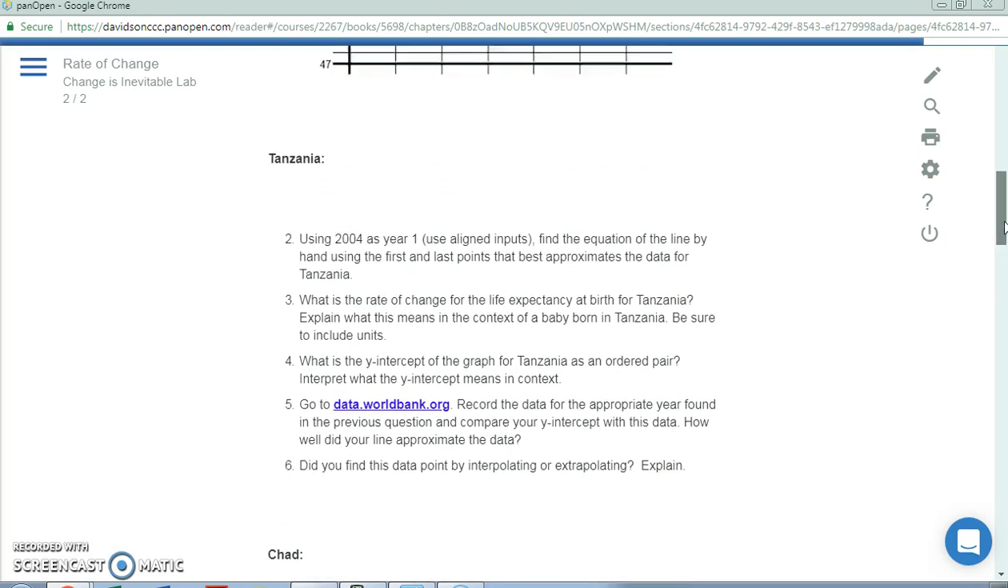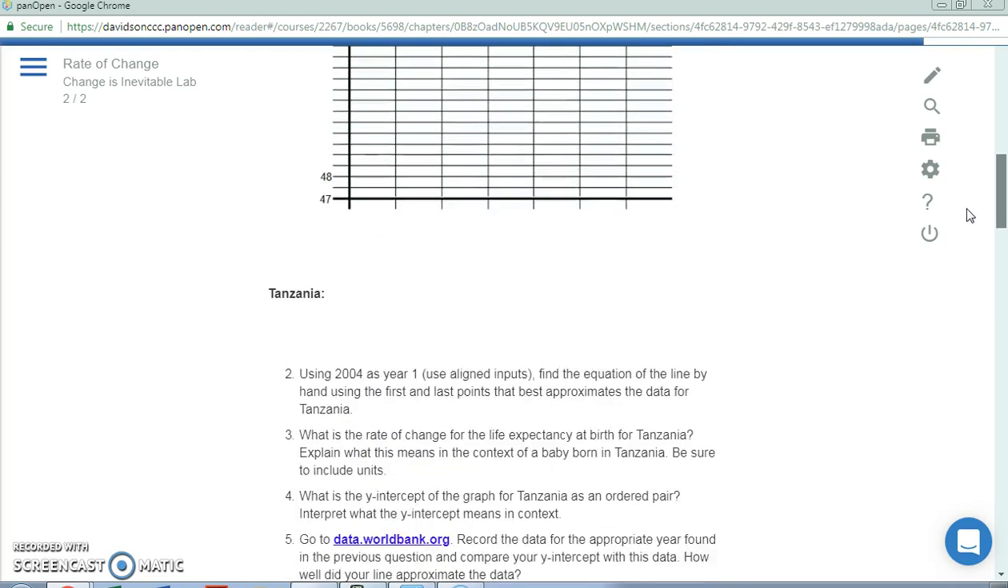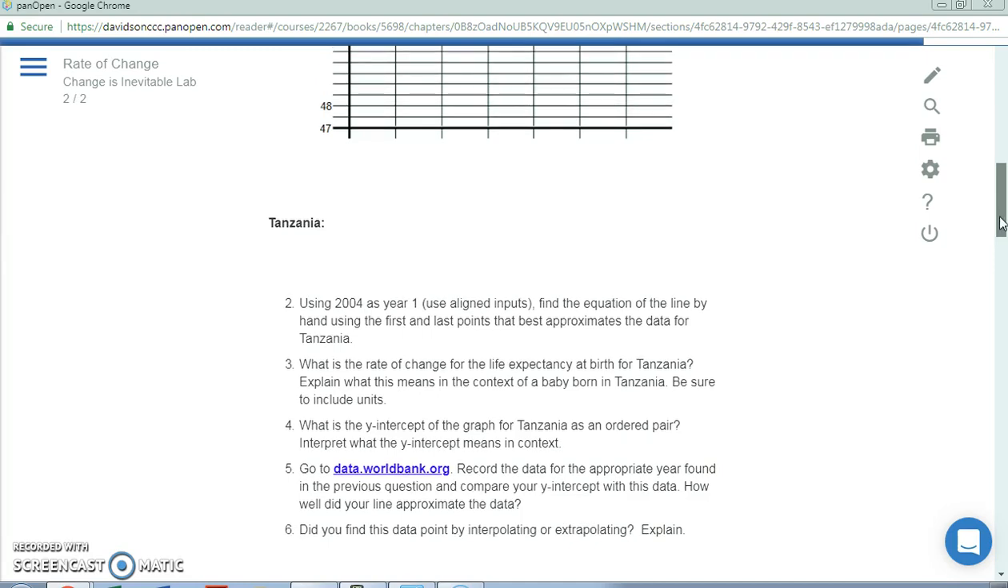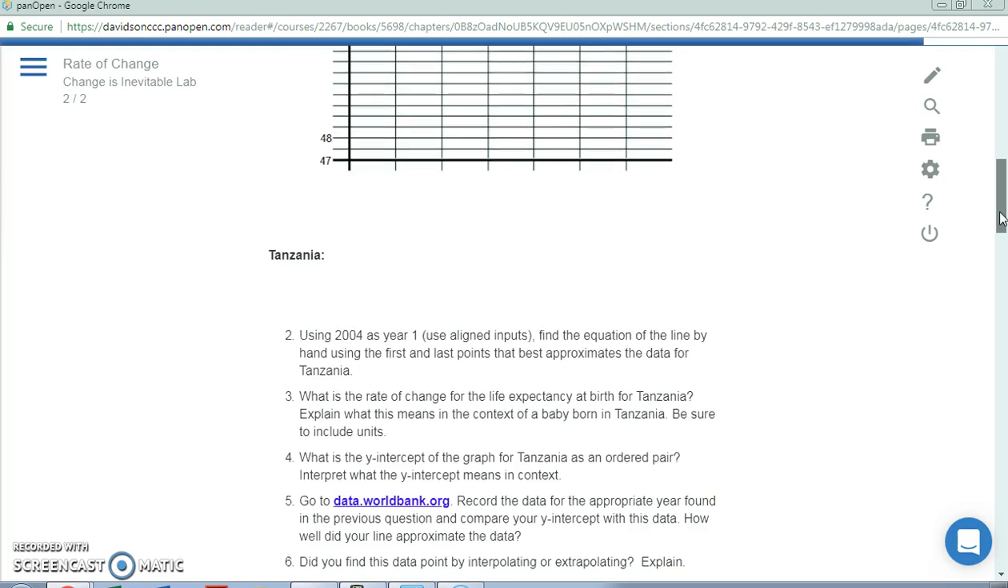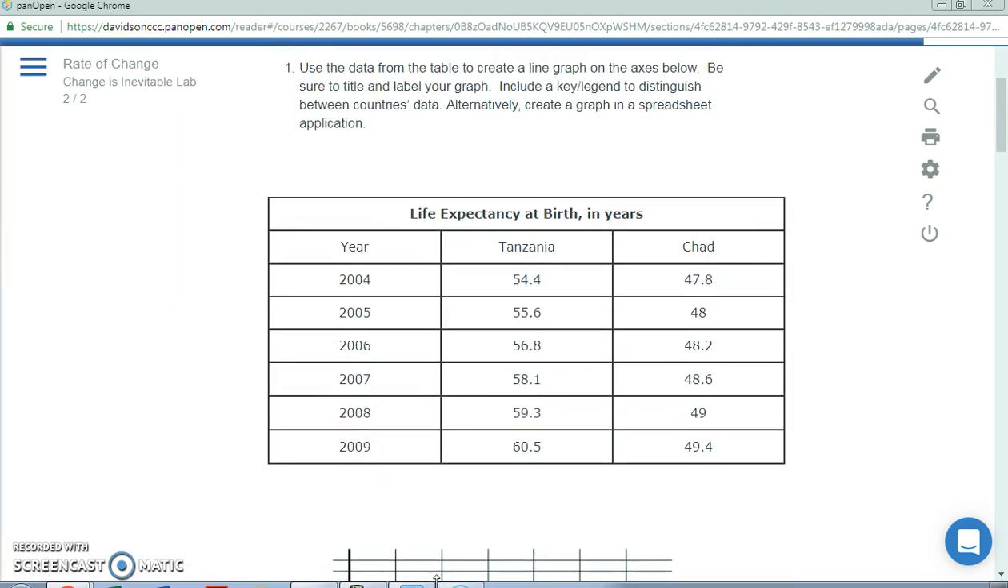So you've created your graph, and that should be similar to what you've done in the previous labs. So now what we want to do is use year 1, so aligned inputs. You should have read through that. And we want to find the equation of the line by hand using the first and last points that best approximates the data for Tanzania.